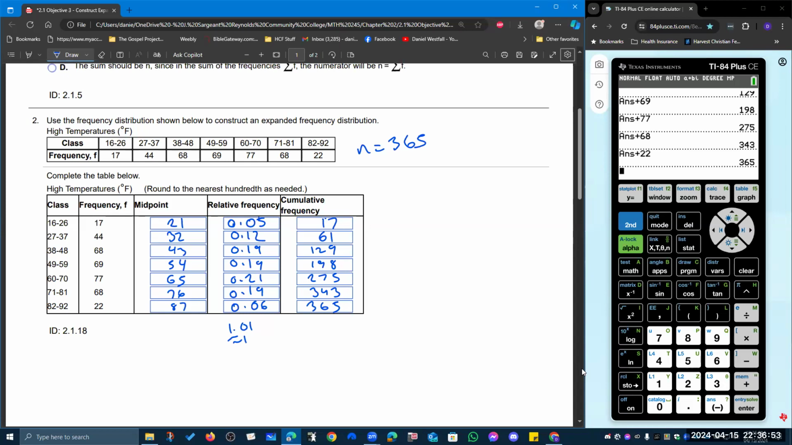And I may need to just add and get my cumulative frequency. This tells me that there's 365 things that are less than or equal to this range right here, 343 that are less than or equal to that one, 275 that are less than or equal to this one, and so on, so that there were only 17 that were less than or equal to this class, because there were only 17 in that class and nothing below it.